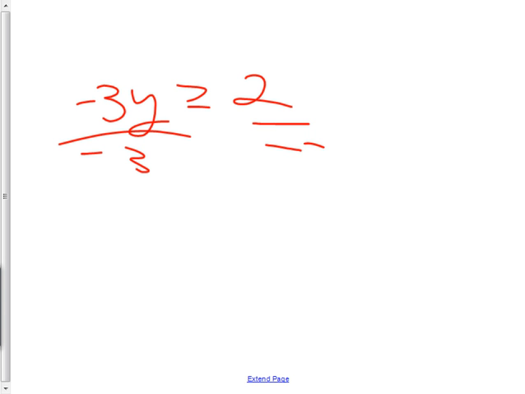You flip the sign if you ever multiply or divide by a negative. So if I had negative 3y is greater than or equal to 2, and I divide both sides by a negative 3, if you ever multiply or divide by a negative, you've got to switch the sign. y is less than or equal to negative 2/3. Very good point. Okay, there's more. Do you remember what if you multiply by a negative? Yeah, that switches the sign too.